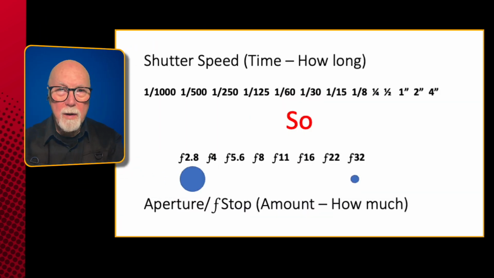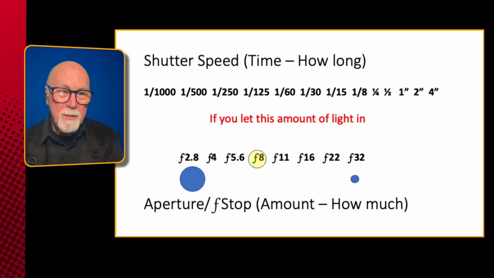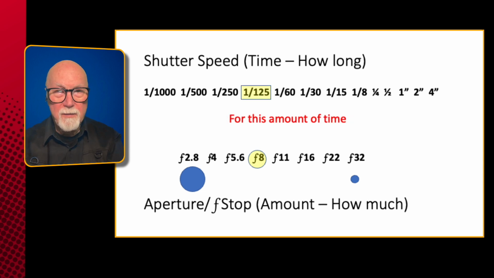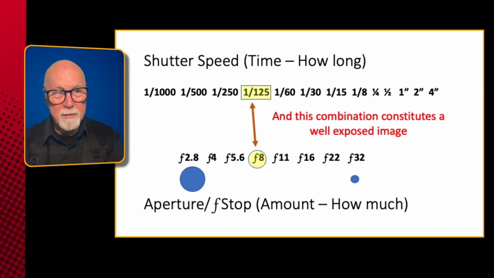Okay, so where does that leave us? Well, let's bring the two of those together, shutter speed and aperture, time and amount. Let's have a look at those. So here we go. We have the shutter speed at the top, the aperture is at the bottom. So if you let this amount of light in, f8, for this amount of time, 125th of a second, we will consider that a good exposure. Now, in fact, it might not be for any particular situation. This is hypothetical, obviously. So let's say at 125th of a second at f8, that's the right time and the right amount for a certain scene, and it gives us proper exposure.